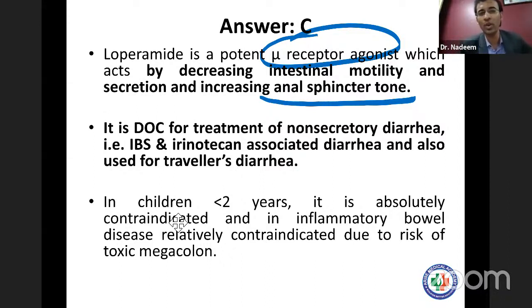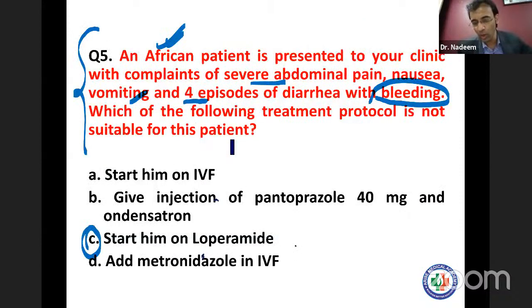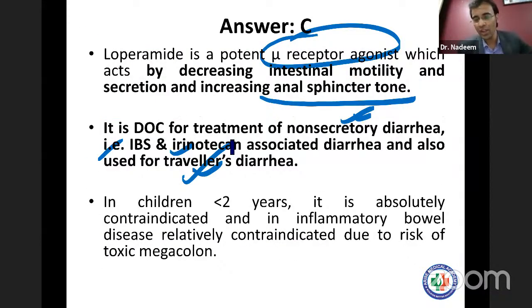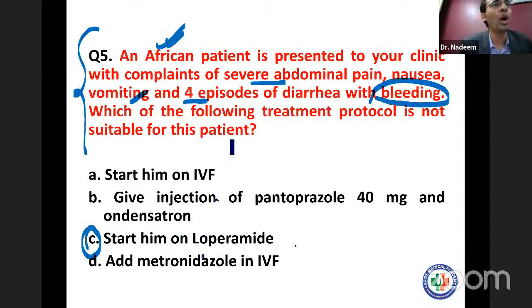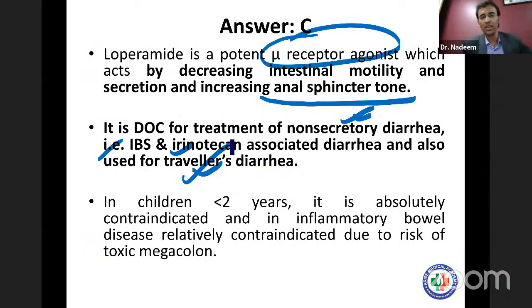Let's learn some more points related to loperamide. This is the treatment for non-secretory diarrhea like irritable bowel syndrome, and irinotecan-associated diarrhea. Irinotecan is an anti-cancer drug. It is also used for traveler's diarrhea. But when bleeding is there, do not use loperamide. I hope this is clear to all of you. I can see that all of you have made a mistake here.